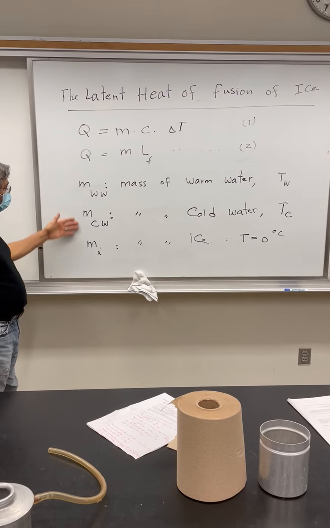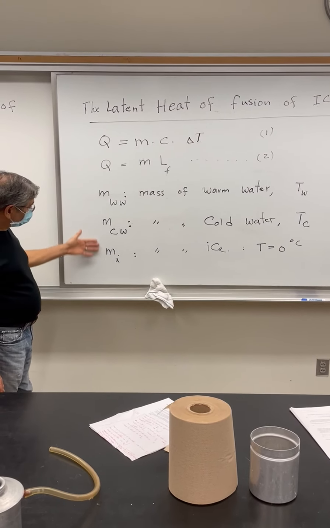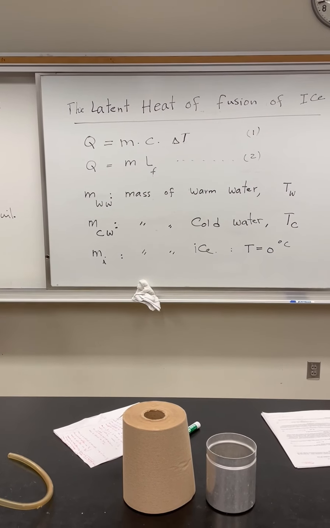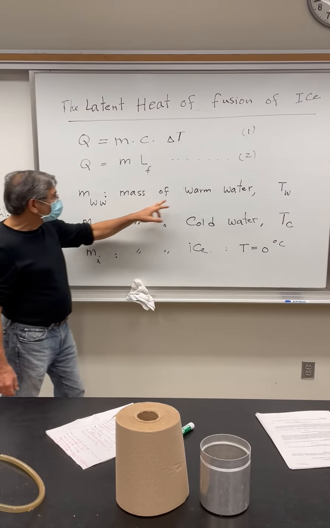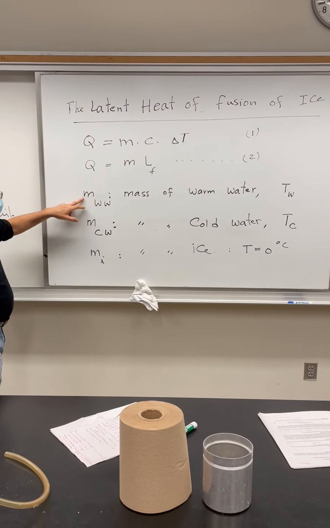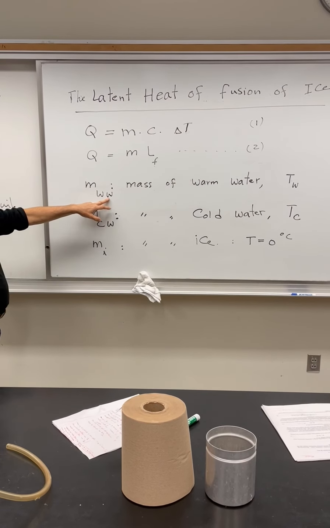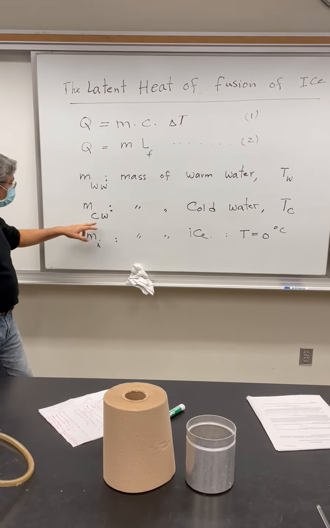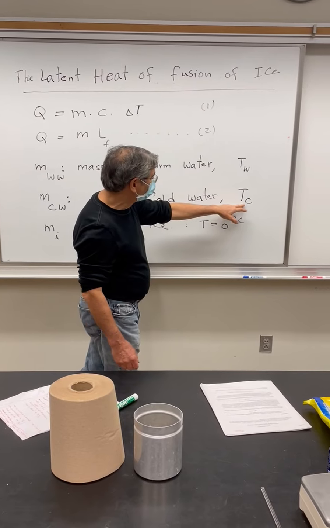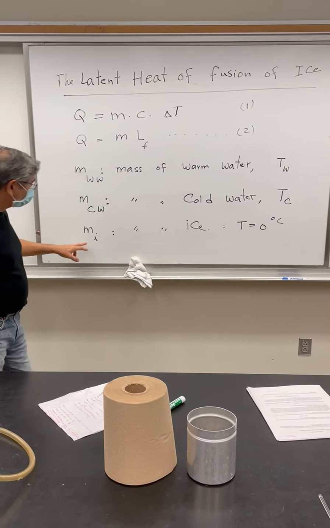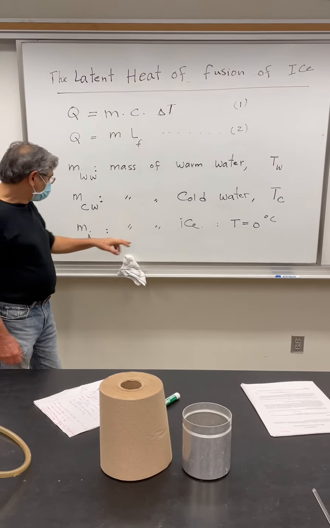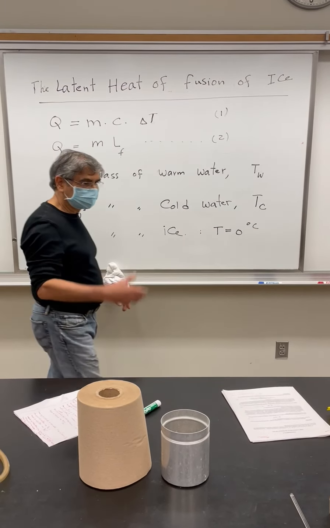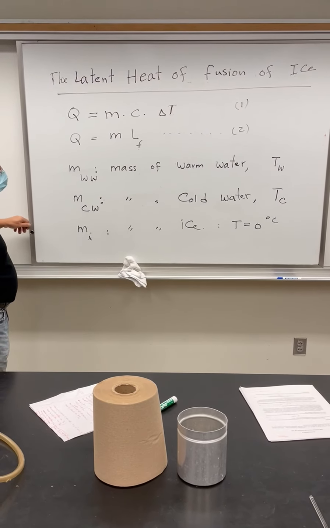Now, some of the nomenclature or symbols that we are going to use in our equations are the following. Mass of warm water, M of warm water. Mass of cold water, M of CW, and the temperature of it would be TC. Mass of ice, MI, and the temperature is 0. Okay, we have the ice and the temperature is 0.